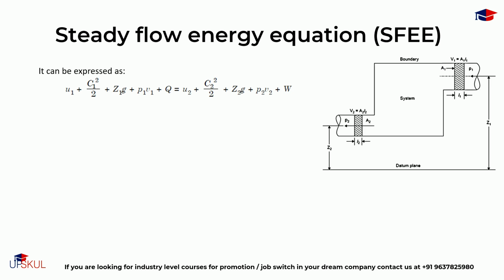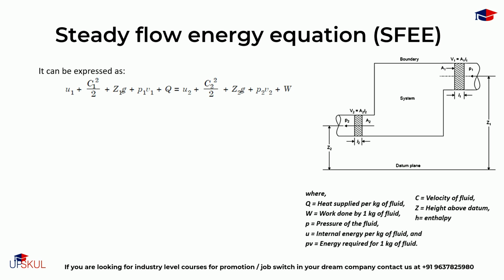So the steady flow equation can be expressed as follows, where Q is the heat supplied per kg of fluid, W is the work done per kg of fluid, C is the velocity, Z is the height above datum, P is pressure, U is internal energy per kg, PV is the energy required for 1 kg of fluid, and H is the enthalpy.